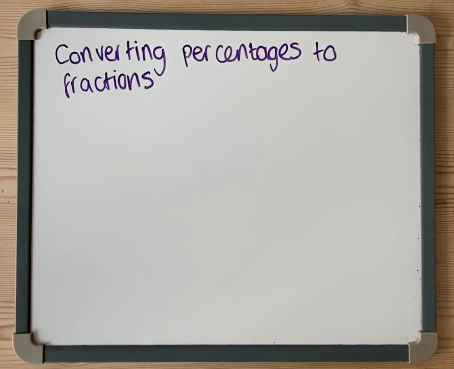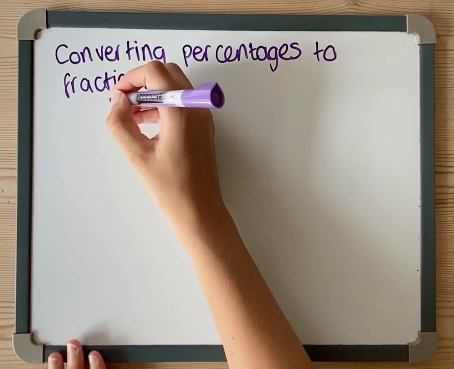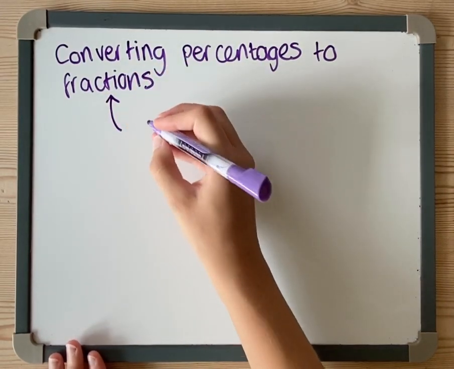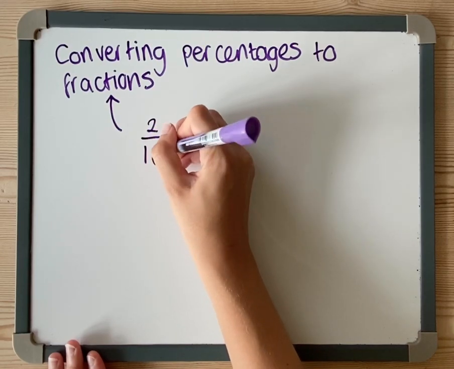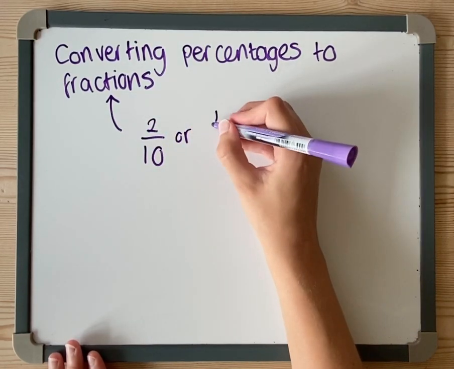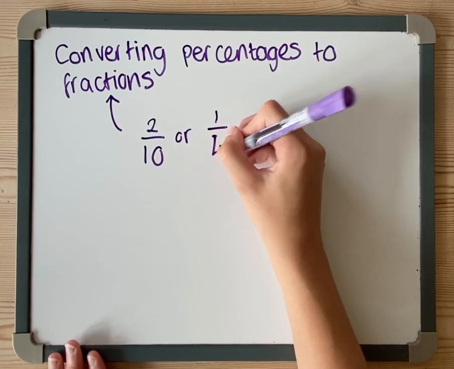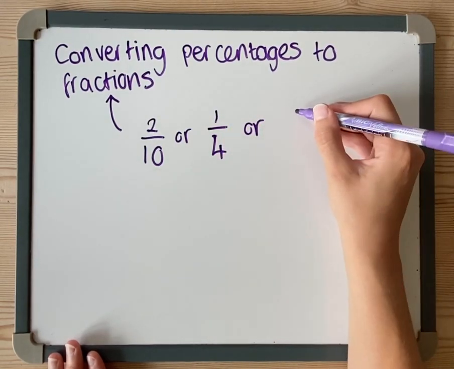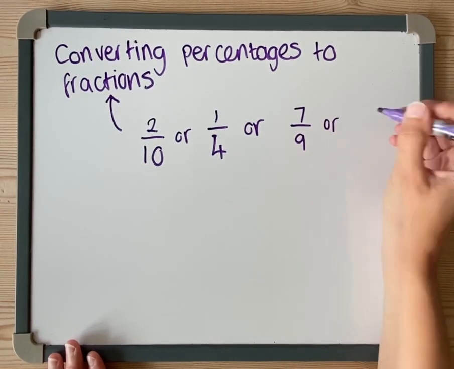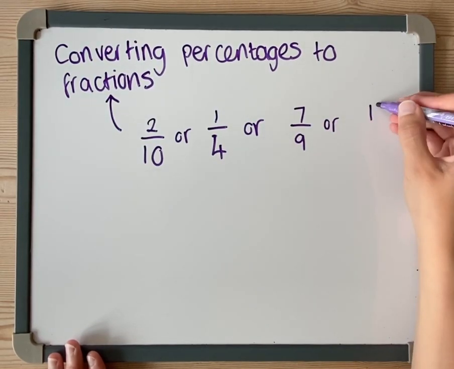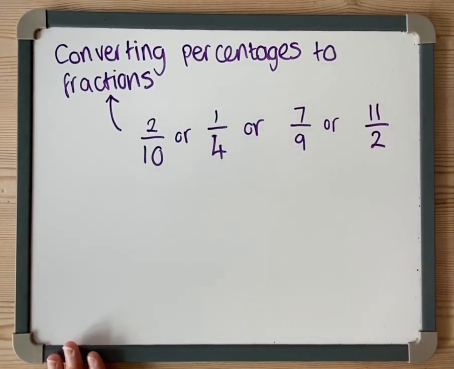So, lots of things we have looked at before. We know what a fraction is. We've been doing lots about fractions. For example, the kind of fraction we could have is 2/10, or 1/4, or 7/9, or 11/2. Okay, those are all fractions.